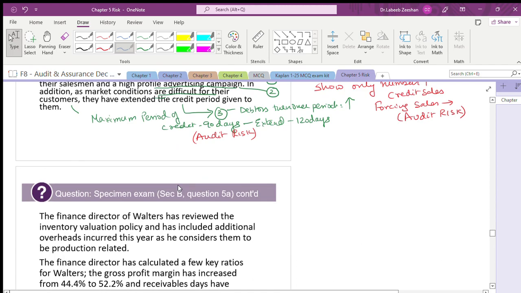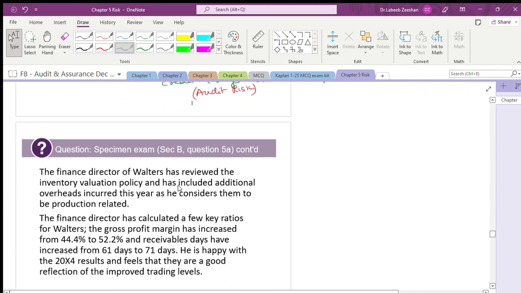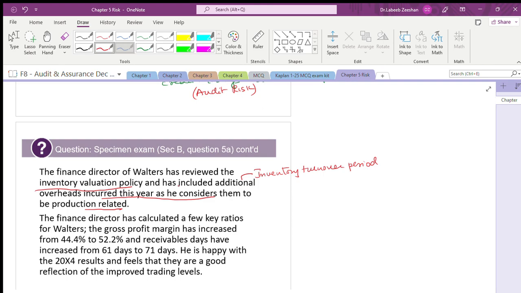Now the finance director of Walters has reviewed the inventory valuation. He has included additional overheads incurred this year as he considered them to be production related. What has he reviewed and included? Additional overheads. The moment you include additional overheads, again it will have an impact on the inventory turnover period. Ratio analysis you have to be very strong. Okay, inshallah.